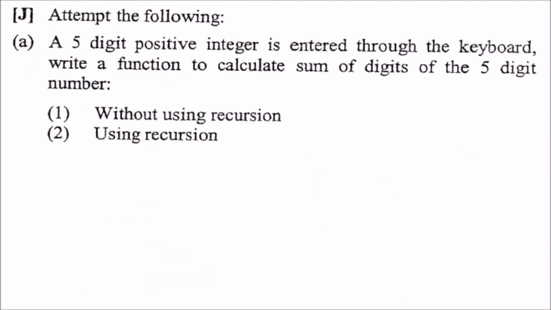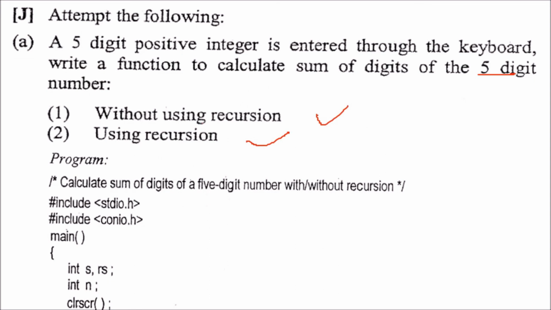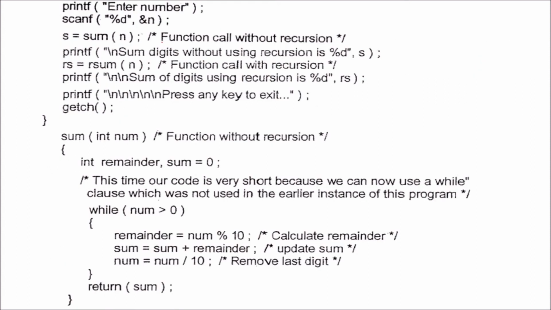A 5-digit positive integer is entered through the keyboard. Write a function to calculate the sum of digits of the 5-digit number, first without using recursion, then using recursion. So first we'll write a program without recursion. We include the header, take some variable, and enter the number. Now we pass it to some function, with some n. This is our function, and then we can print the sum of digits without recursion.